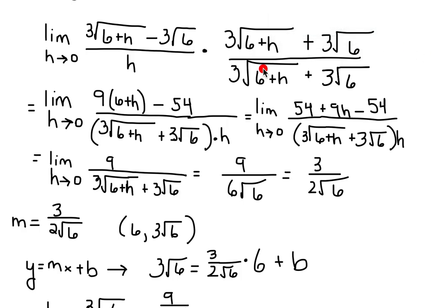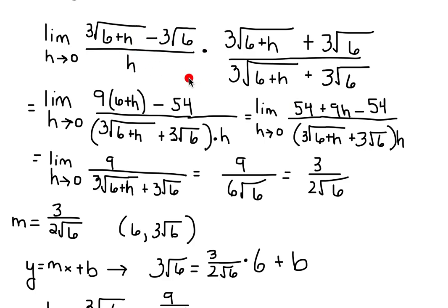Now, I have to do some work. Typically, not all the time, but typically when you're dealing with square roots and you can't use direct substitution to find the limit, usually the conjugate trick works. So I'm going to multiply the top and the bottom by the conjugate of 3 square root of 6 plus h minus 3 square root of 6. That conjugate would be the same exact thing, but I just changed this minus to a plus. So I'm going to multiply the top and the bottom by 3 times the square root of 6 plus h plus 3 square roots of 6.